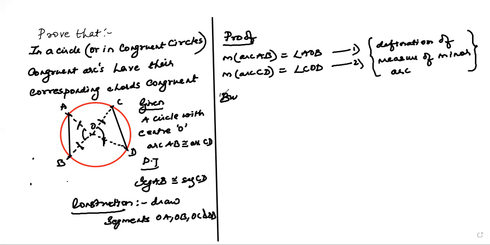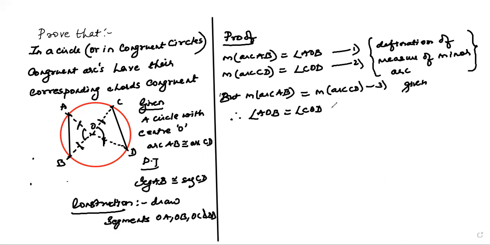But measure arc AB is equal to measure arc CD, children. Statement number 3 is given. So remember, from the third statement, you can understand the left hand side, measures of AB and CD are equal, so naturally the right hand side will also be equal. Therefore, angle AOB equal angle COD. Can I say from statement number 4, from 1, 2 and 3?